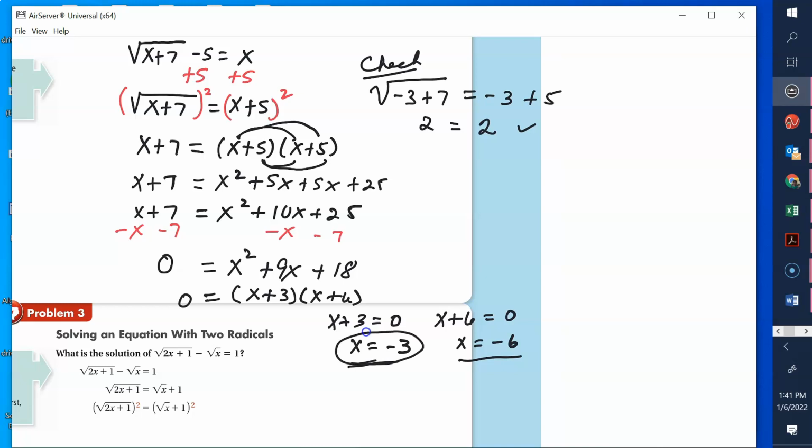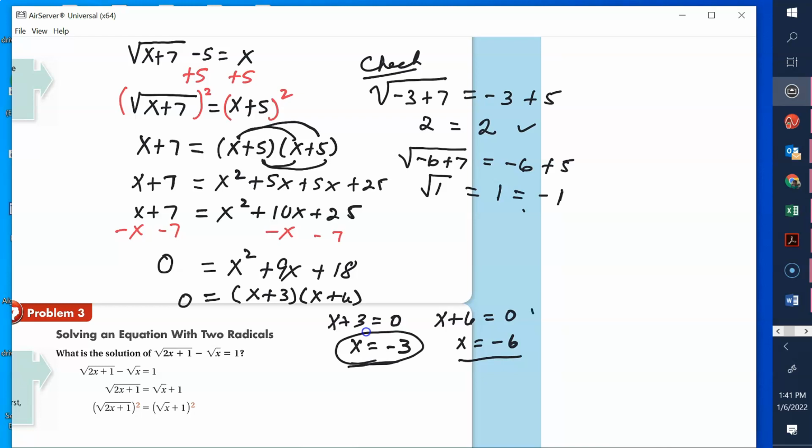What do we have to check now? Can you check negative 6? Square root, what do we have? Plus 7. Does that equal negative 6 plus 5? What's negative 6 plus 7? Isn't it 1? What's the square root of 1? What's negative 6 plus 5? Negative 1. So does it check?